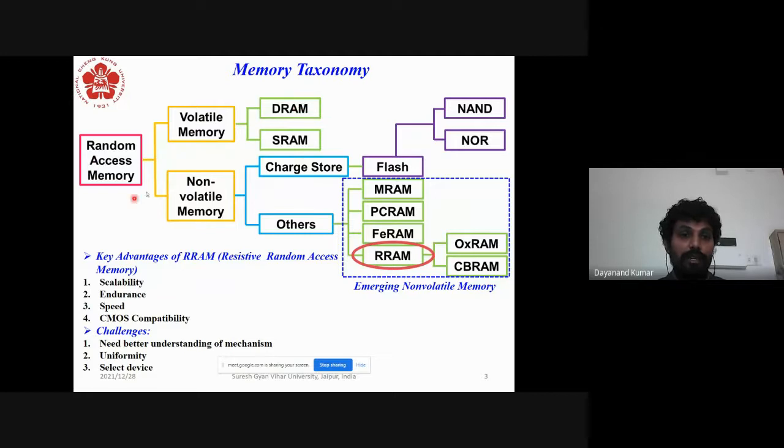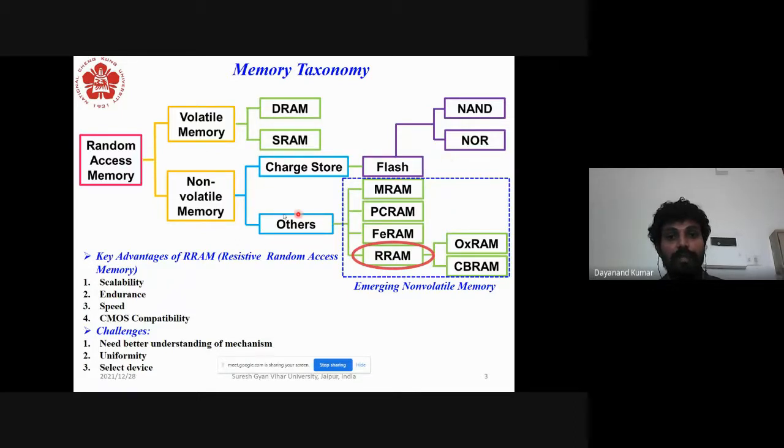And another class of memory is the non-volatile memory. If we discuss the non-volatile memory, there are two kinds of memory, the charge storage. In the charge storage case, we come to the flash memory. Currently, people are using only flash memory. This is the mature memory, actually. The flash memory is also divided into two categories, the NAND flash and NOR flash. The NAND flash is the mature one. So currently, all people are using the NAND flash memory in our computers, mobile phones, and everywhere for data storage. And the NOR flash also people are using, but less so nowadays.